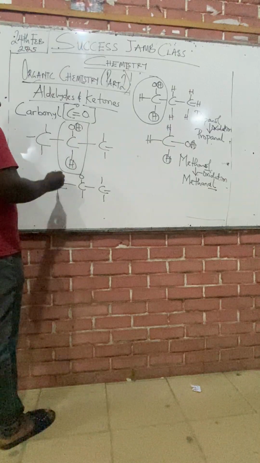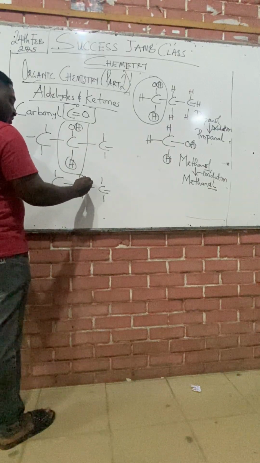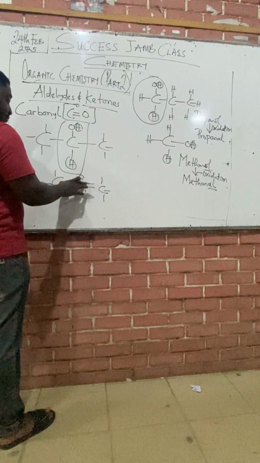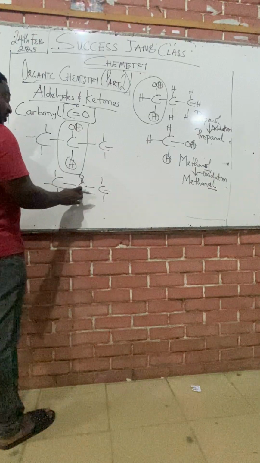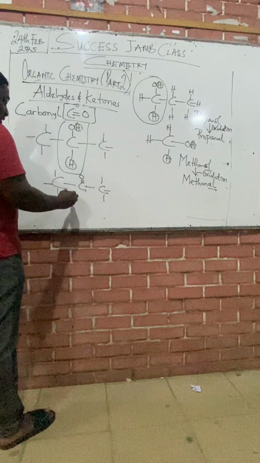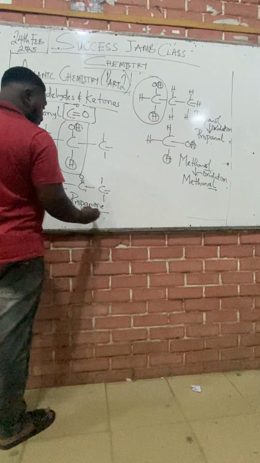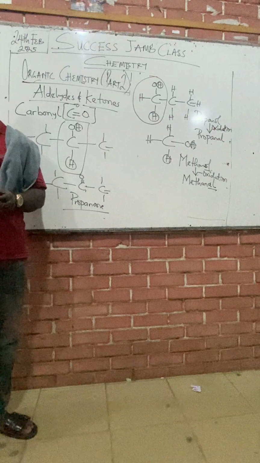This hydrogen has also gone. So this bond is left vacant. It will come here and form what? A double bond. And then you see that this is a ketone. Remember that ketones do not have any hydrogen attached to the carbonyl group. This is propanone. Ketones are formed from oxidation of what?